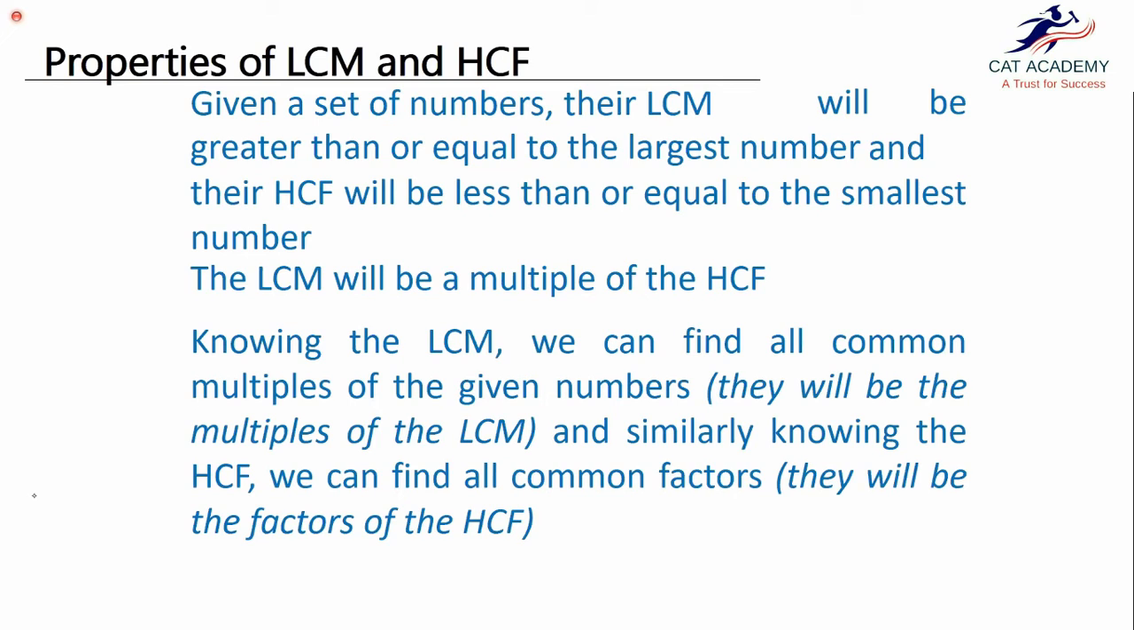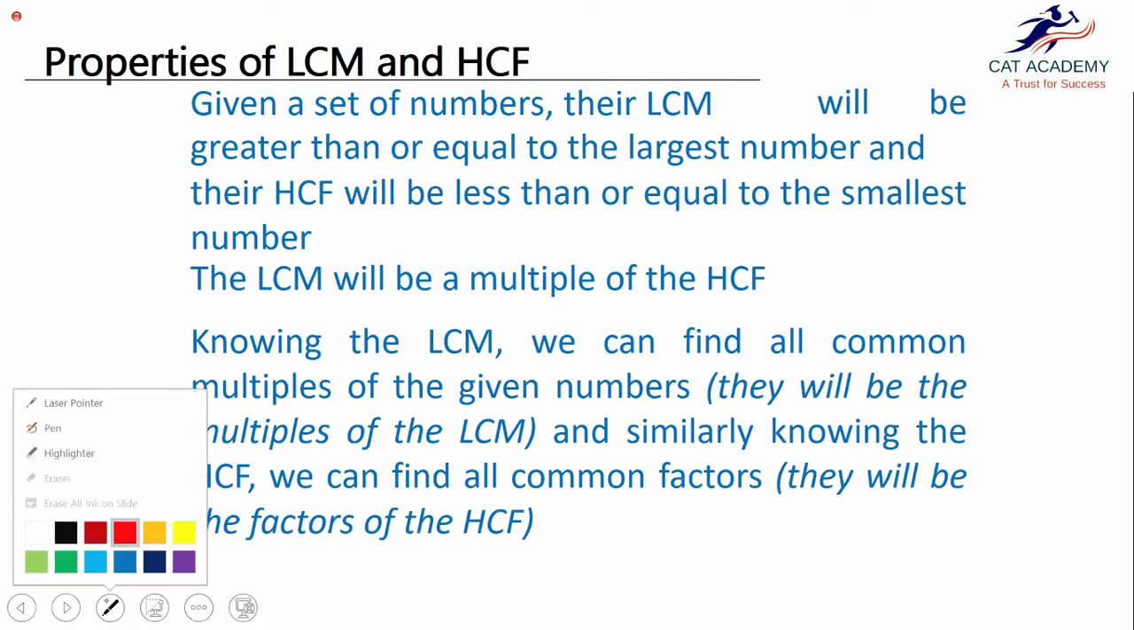Now, knowing the LCM, we can find all the common multiples of a given number as they will be multiples of LCM. Remember our first question? After 70 days, they are meeting the first time. Then the next common multiples are 140, 210, 280, 350. That is, multiples of LCM. Similarly, remember the second question, the highest possible class strength is 12. So all the factors of 12 are my possible class strengths. So whatever are the factors of HCF, all of them are common factors. See?